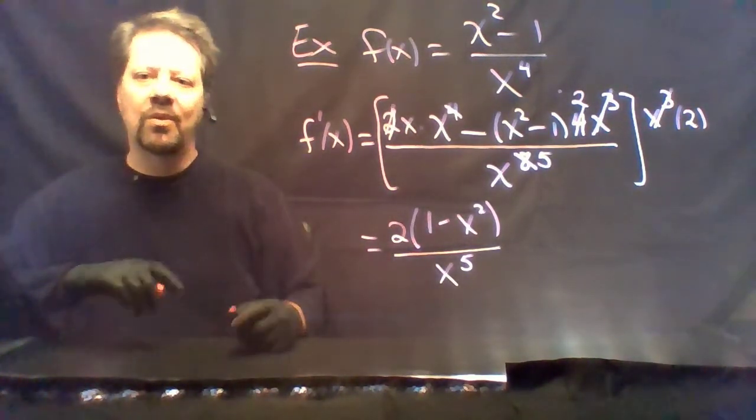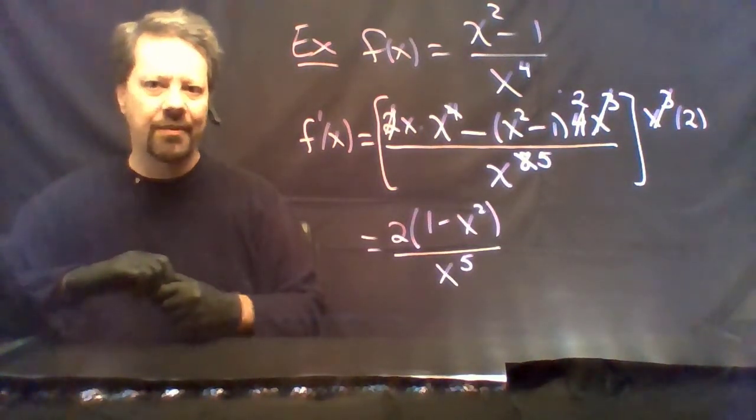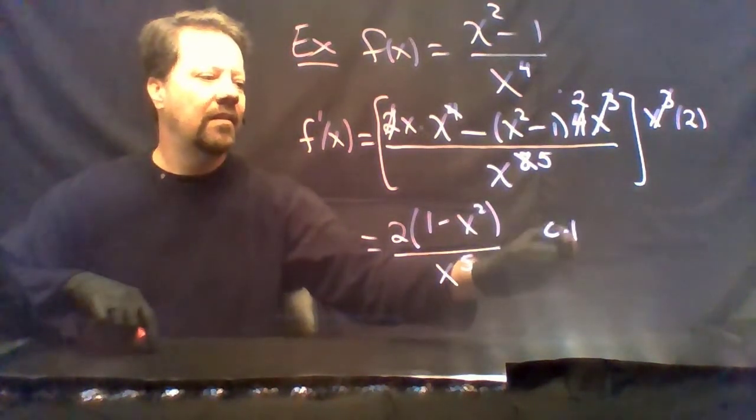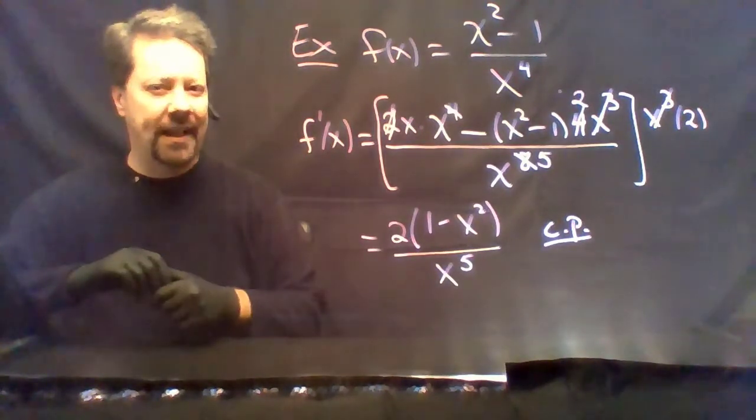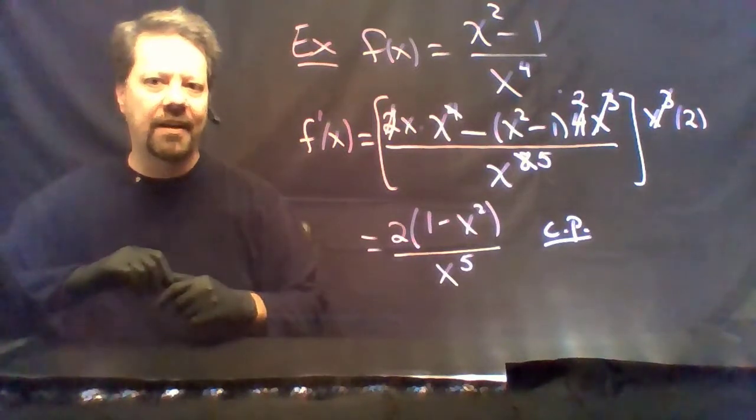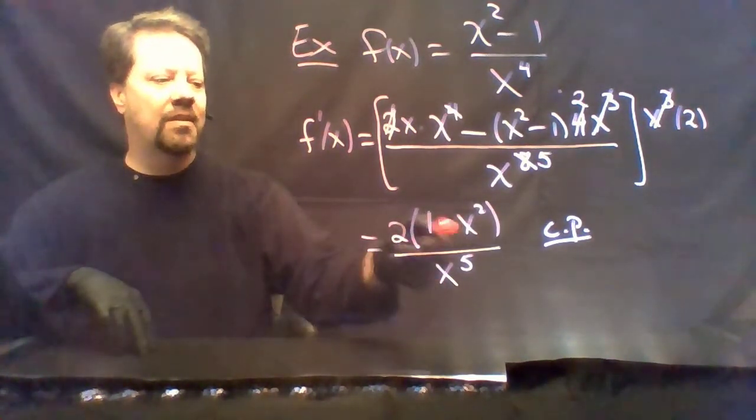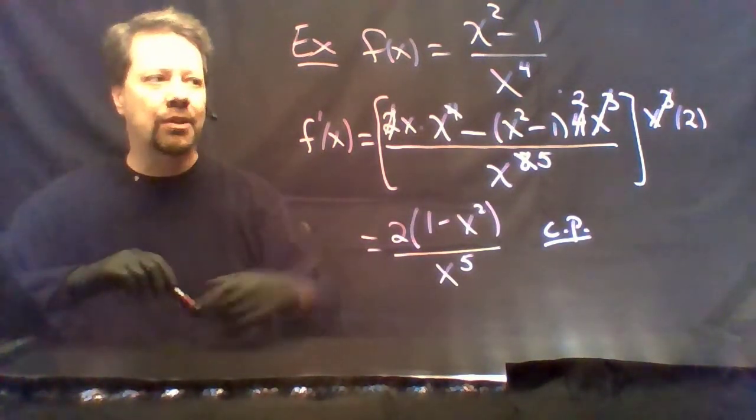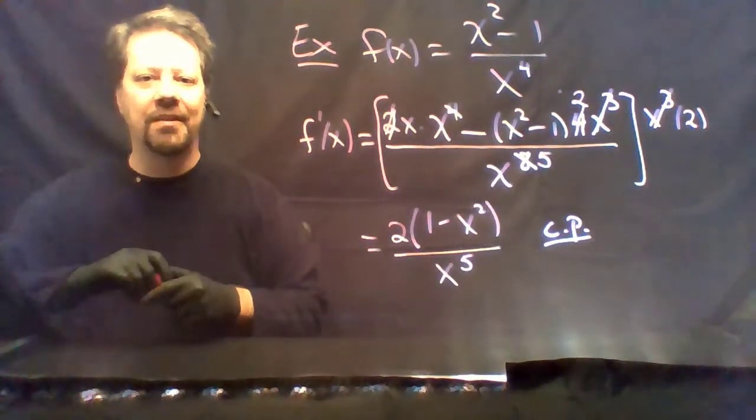We need to know what the critical points are and also the points not in the domain of the original function. What are the critical points? The critical points are points in the domain where the derivative is either 0 or undefined. You can see that the derivative is undefined at 0, but 0 is not a critical point. It's not a critical point because 0 is not in the domain of the function.